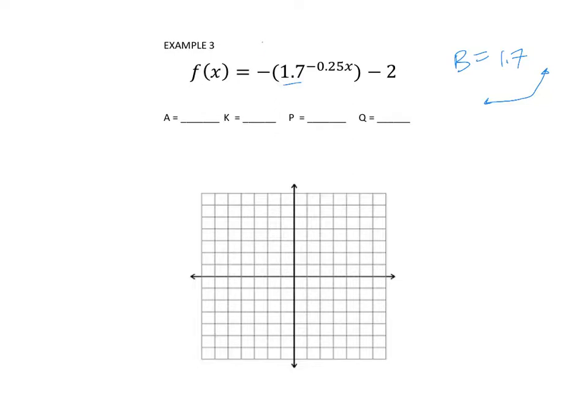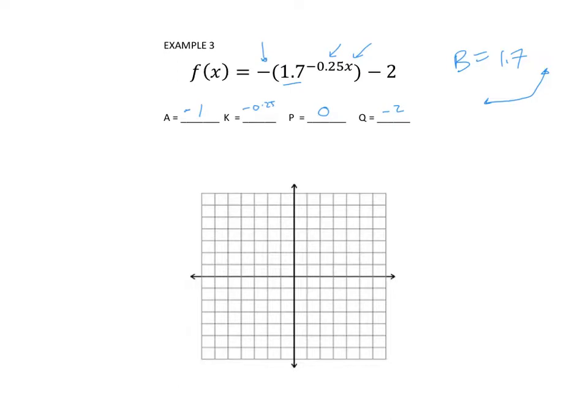Well, the A is the first number that you see, but miss, there's no number. Well, it's a negative, and it's a negative 1. The K here is right next to the X, which is negative 0.25. Now the P, if you notice here, there is no P. There's no bracket going on here. So in this case, it's 0, no left or right shift. And here the Q is negative 2.